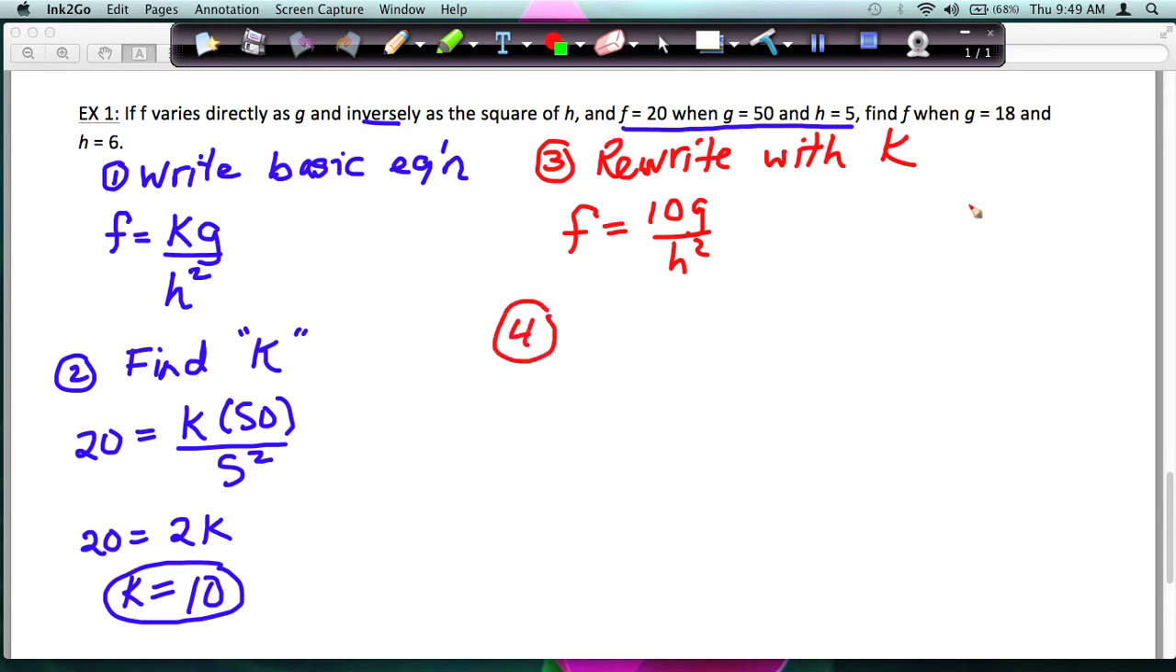So now I can go to the last step, and this is the part where sometimes you'll be asked to solve, and sometimes they'll just ask you to write this equation. So if you're just asked to write the equation, you're done in step 3. If you have more information, then we need to solve.